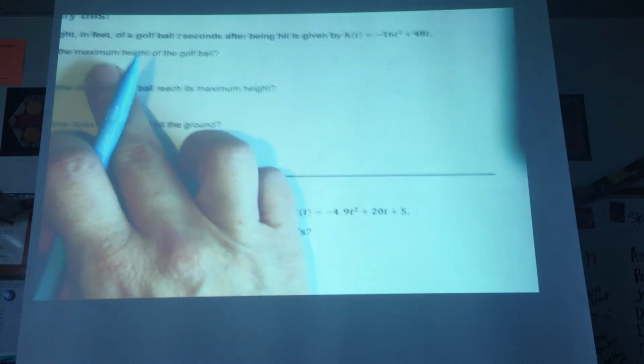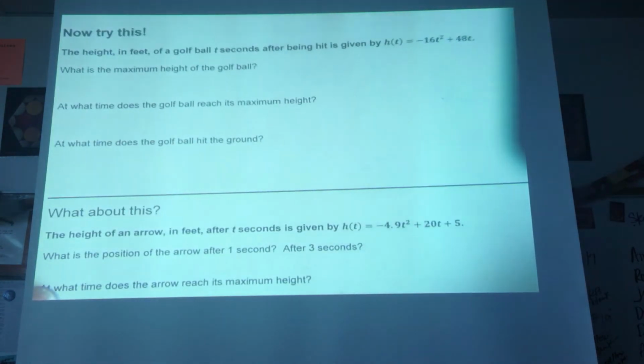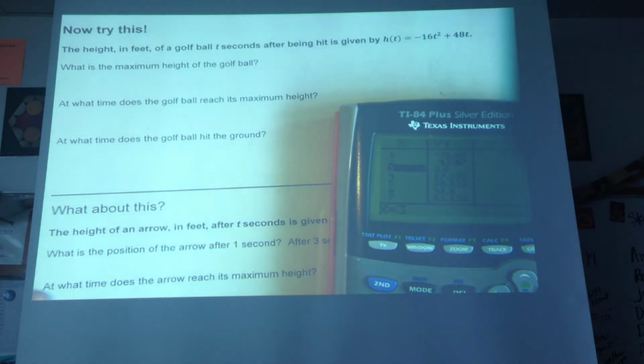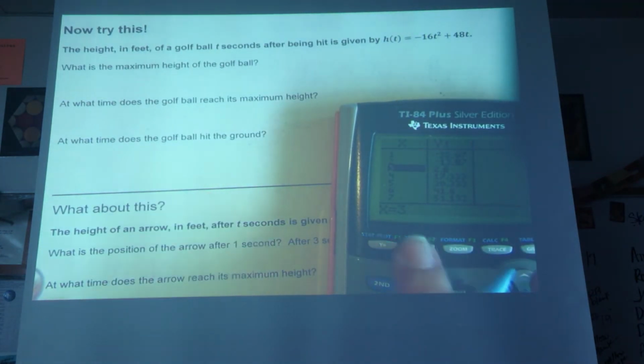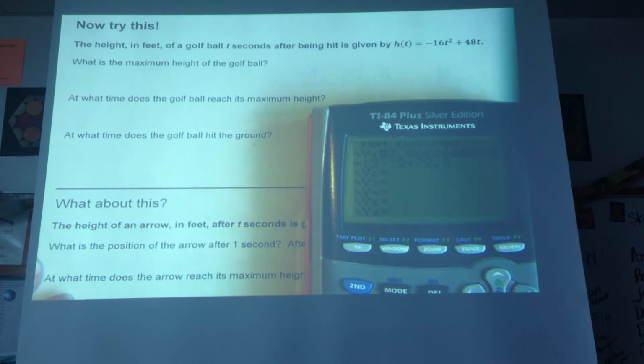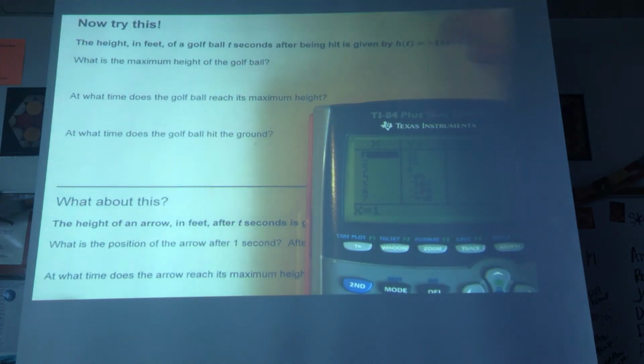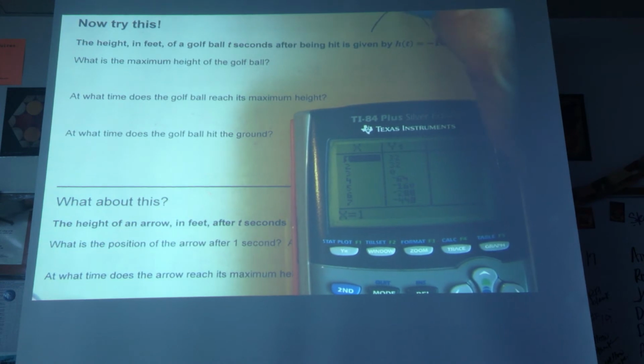Now, try this. The height of a golf ball in feet, t seconds after being hit, is given by the equation h of t equals negative 16t squared plus 48t. I'm going to put that in using x's and y's: y equals negative 16x squared plus 48x. Maximum height means that, let's see, is this going to open down? It sure is. I need to know how tall it is right here.